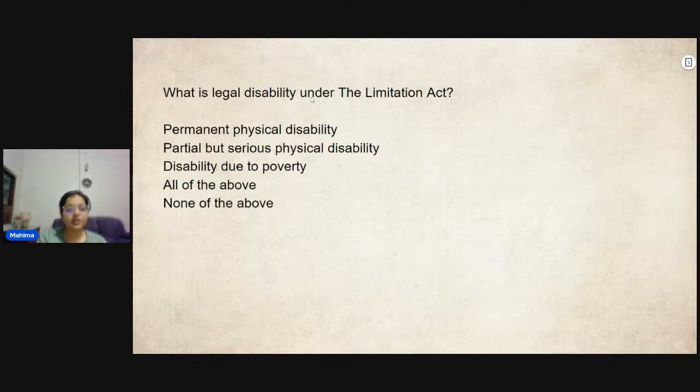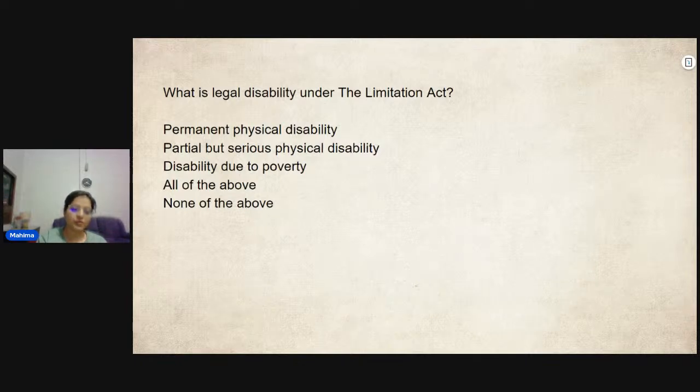The question was under the Limitation Act. Obviously, section 13 is there, right? Yes. So it is option number 4, all of the above. Not under the limitation. Why option number 5? All of you are answering none of the above. Permanent physical disability or disability due to poverty.